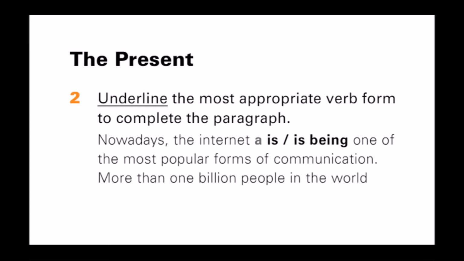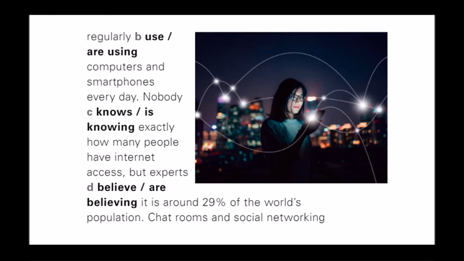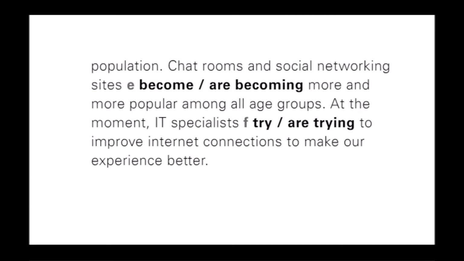Nowadays, the internet is one of the most popular forms of communication. More than 1 billion people in the world regularly use computers and smartphones every day. Nobody knows exactly how many people have internet access, but experts believe it's around 29% of the world's population. Chat rooms and social networking sites are becoming more and more popular among all age groups. At the moment, IT specialists are trying to improve internet connections to make our experience better.